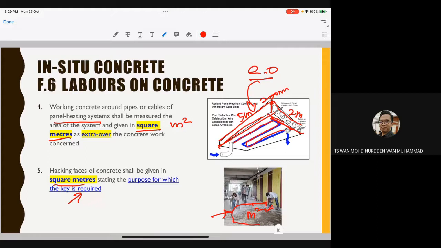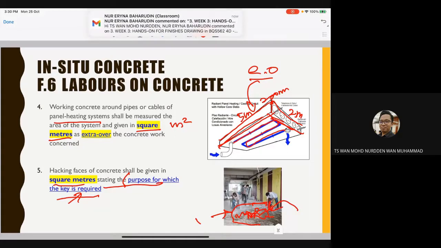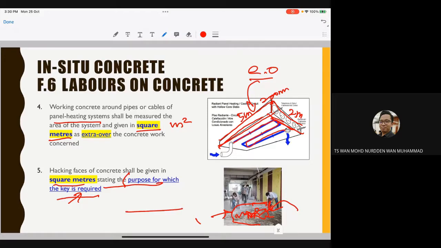Okay. Tapi perlu dinyatakan kenapa kita hack. So dia kat sini, stating the purpose for which the key is required. The key tu maksudnya kenapa kita hack ni. Hack tu sebenarnya kita akan membentuk some kind of surfaces, kan? And some kind of surfaces yang mana apa yang akan kita letakkan selepas tu. For example, katakanlah kita dah ada konkrit dan dah siap, tapi kita nak pasangkan selepas tu. Okay, for example, awalnya kita buat concrete slab. Lepas tu kita nak hack, so that kita akan letakkan dengan tiles, for example.